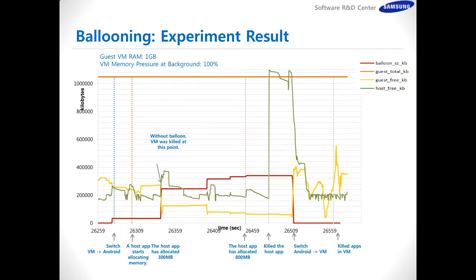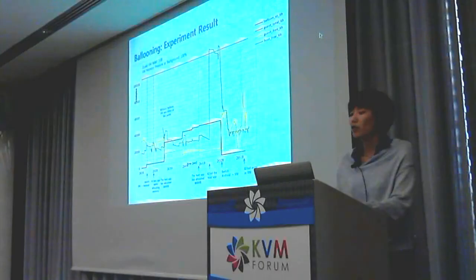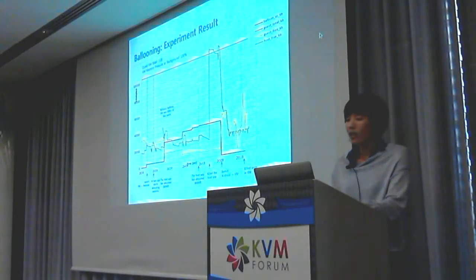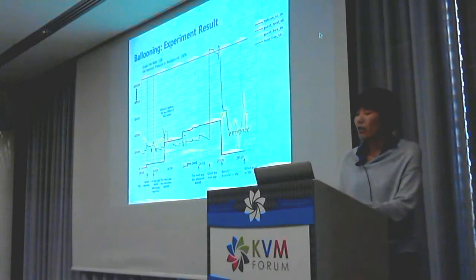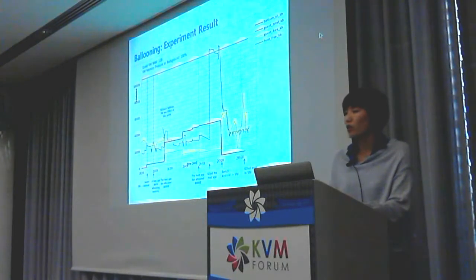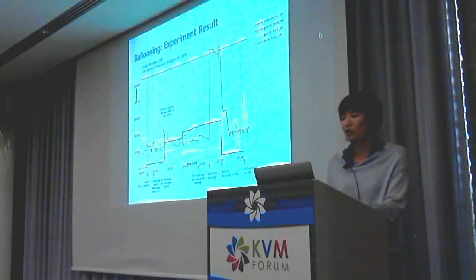This is our experimental result. We set the guest virtual machine's RAM to 1 gigabyte. And to see the maximum balloon size, we set the virtual machine's memory pressure in the background to 100%. The yellow line is the guest available memory in kilobytes, the green line is the host free size, and the red line is for balloon size.